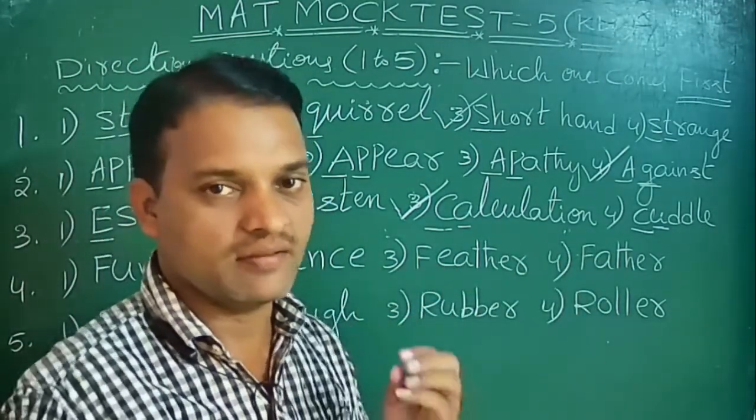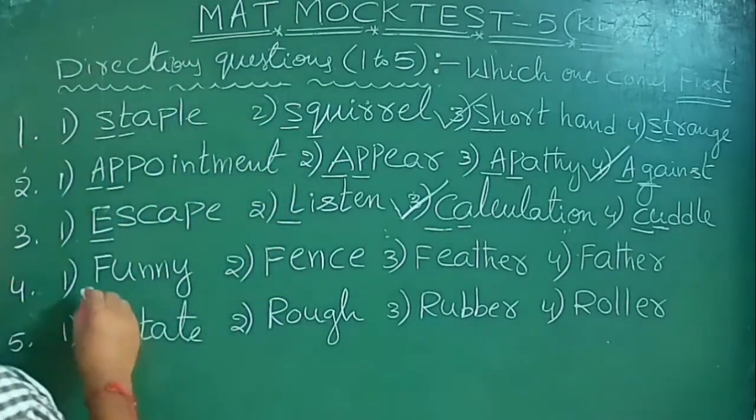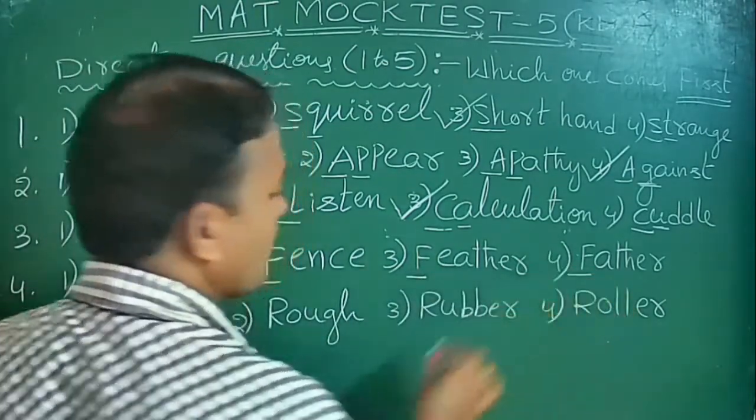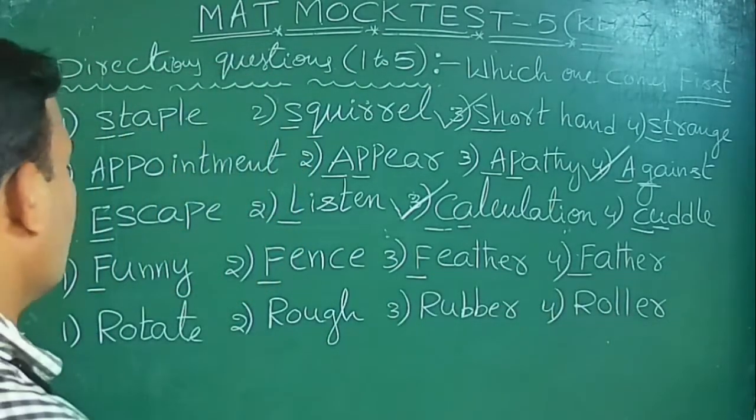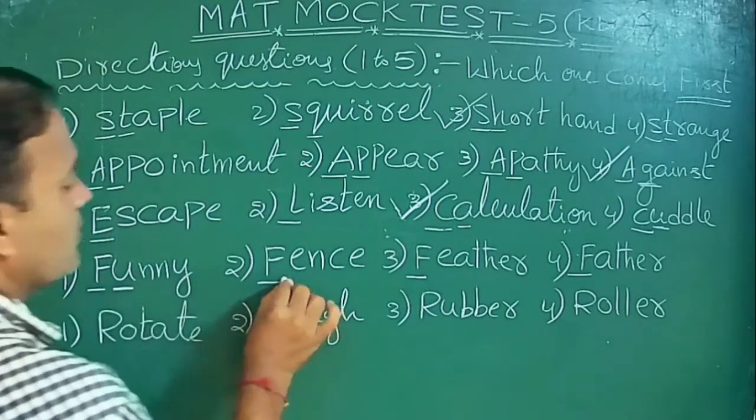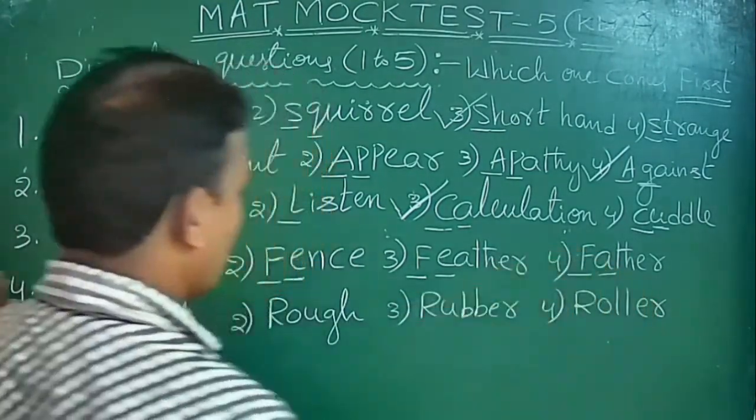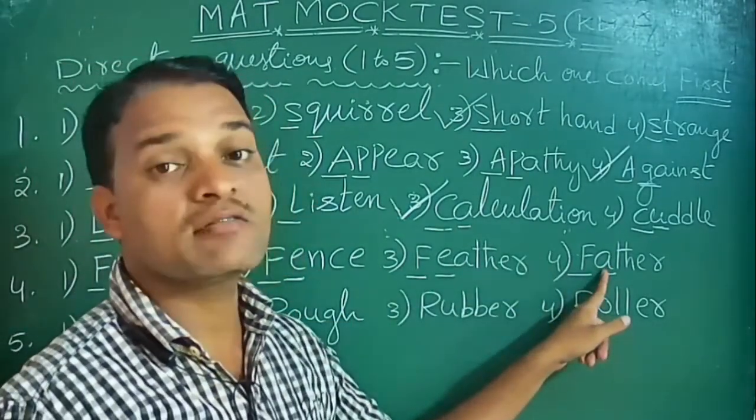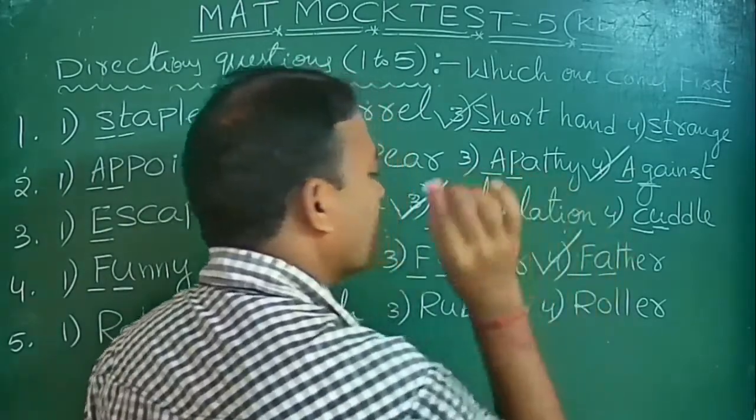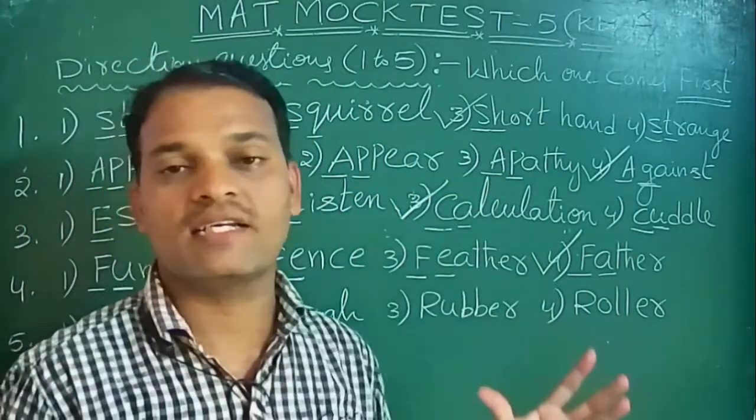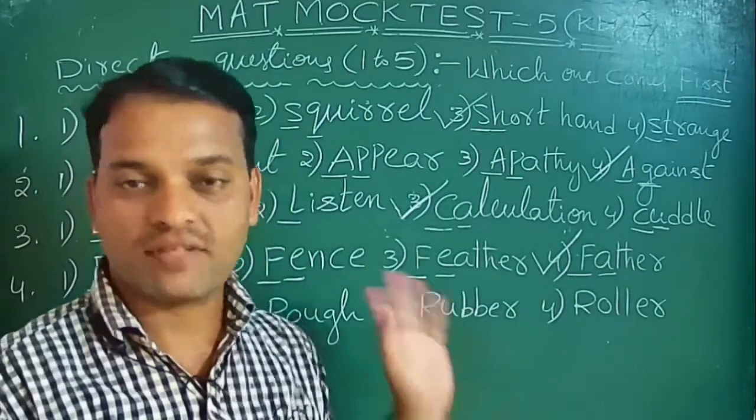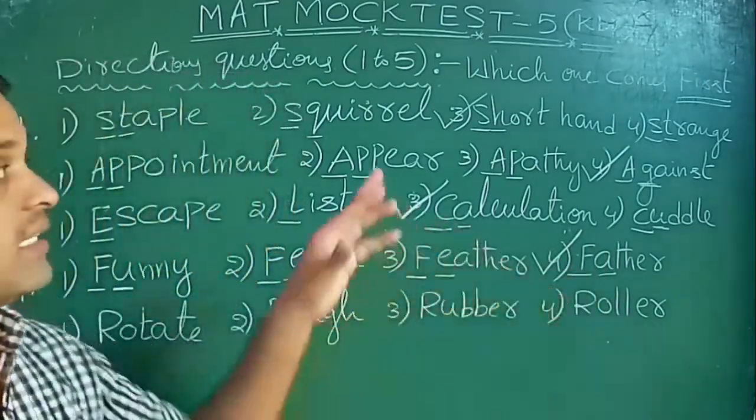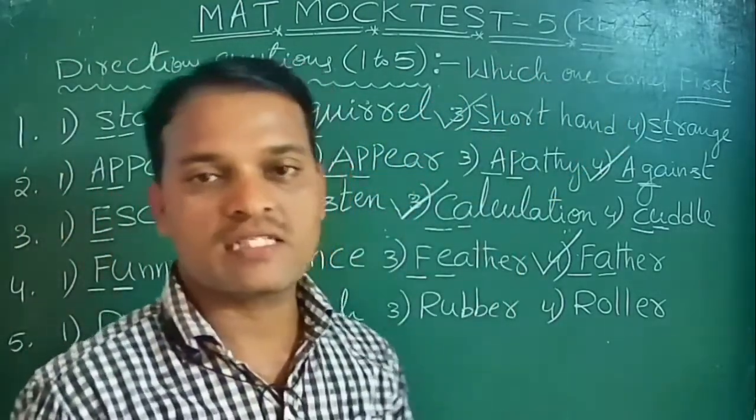Clear? The fourth one is funny, fence, feather and father. Which word will come first in dictionary order? Observe the first letter: F, F, all 4 are F. Then go for the second letter: U, E, E, A. U is 21, E is 5 and A is 1. So father will come first in dictionary order. Out of the 4 words, the first word is father, since they ask only for the first word.